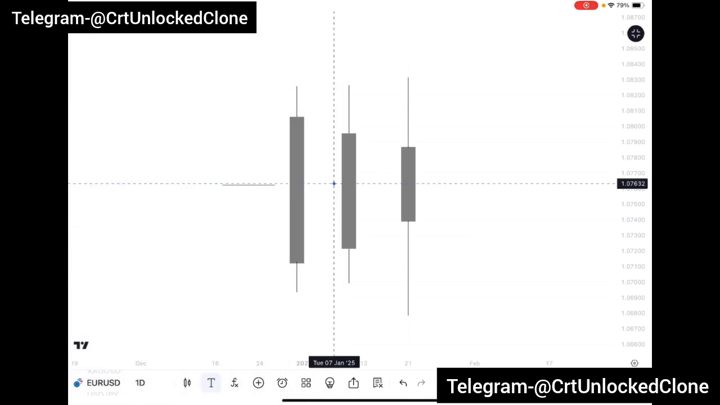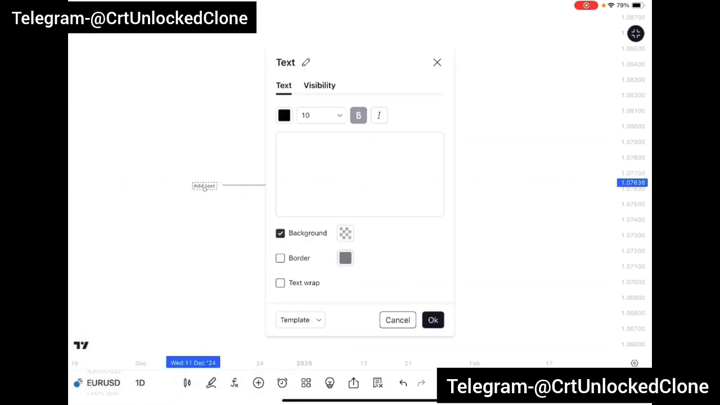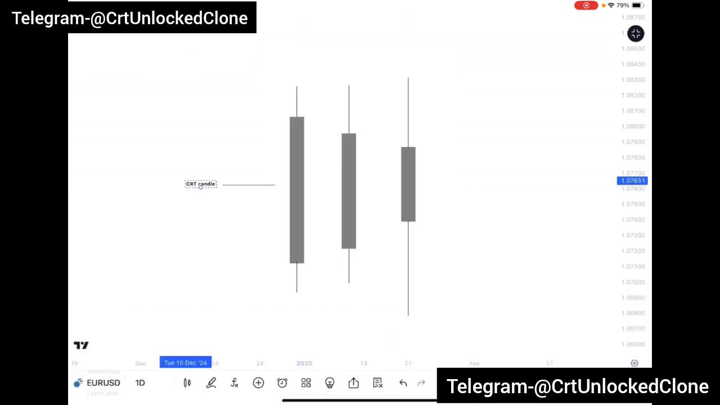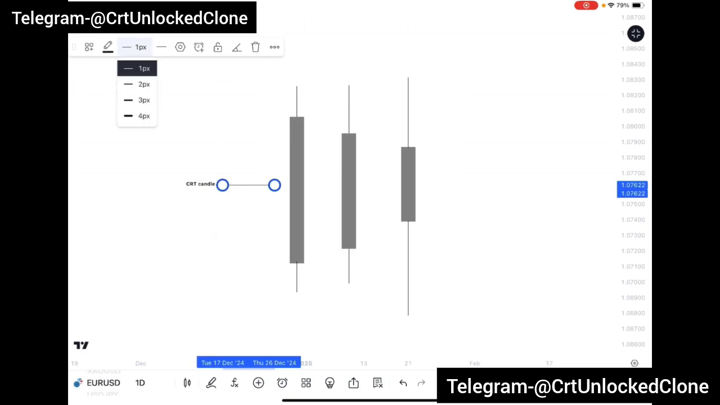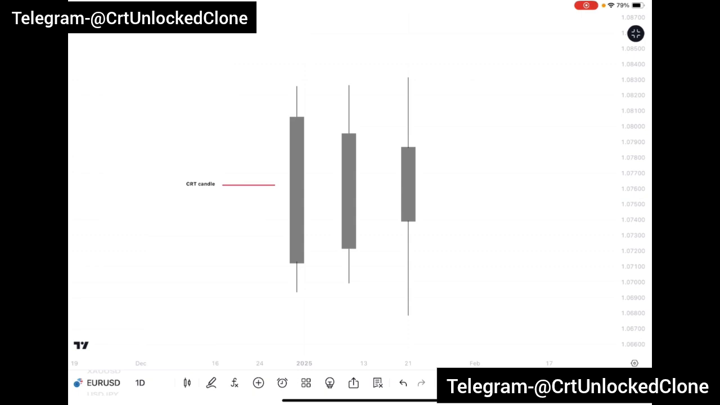By text, the first candle was a CRT candle. First candle was CRT candle. Again, now we can check for the second candle.